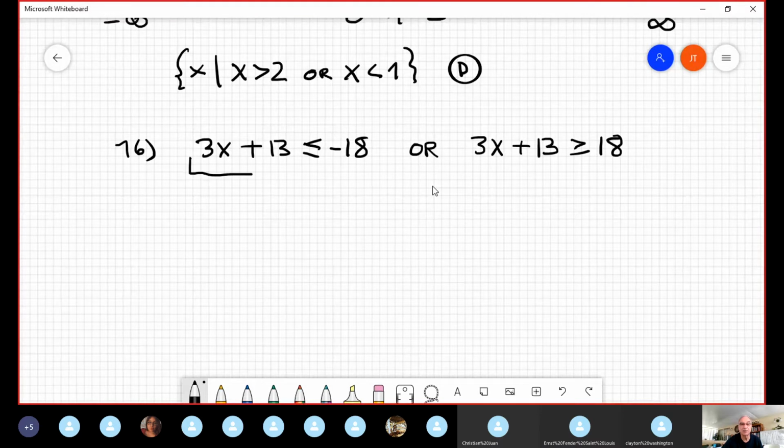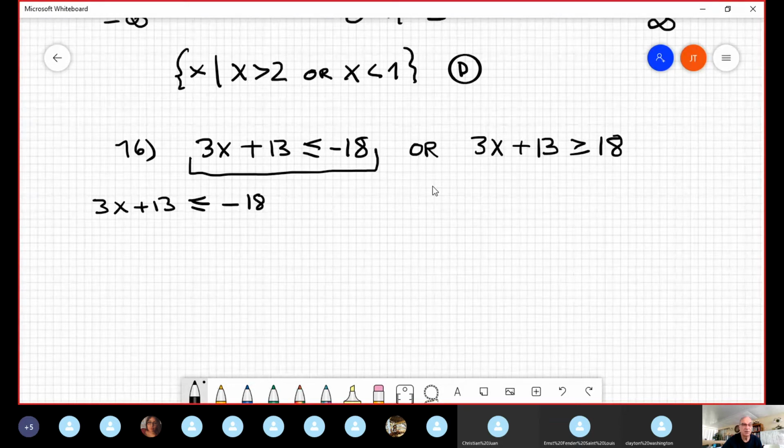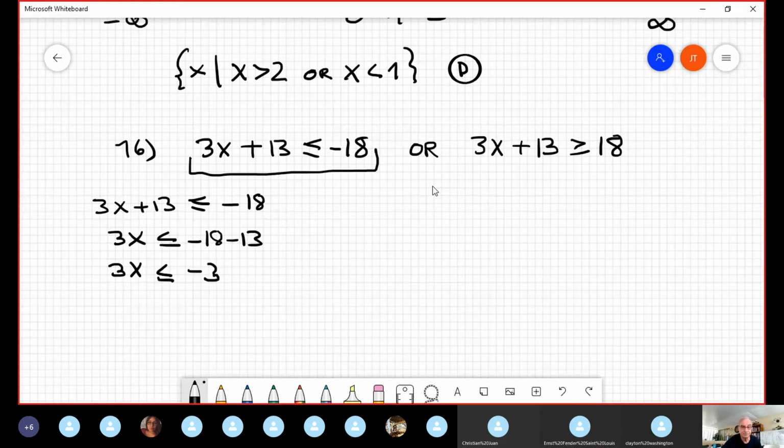You solve one by one, separately. I focus on the first inequality. I copy again. 3x plus 13 less than or equal to negative 18. I move 13 to the right-hand side like a minus. This is negative 18 minus 13. 18 and 13 together is 31, yeah, negative 31. Divided by 3. Is x less than or equal to negative 31 over 3. Okay, and leave it like that.